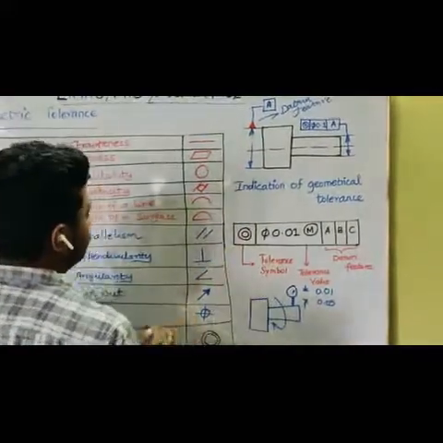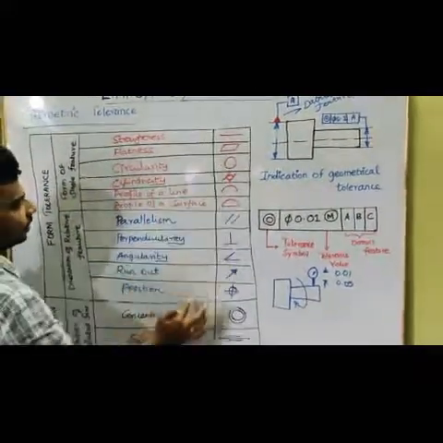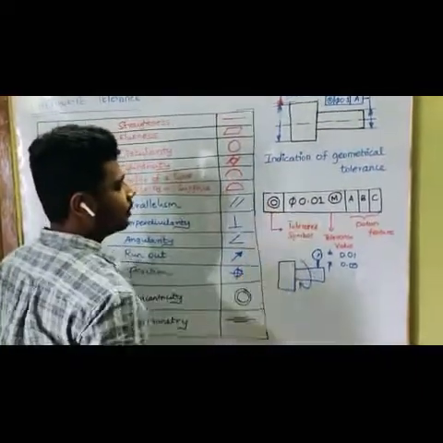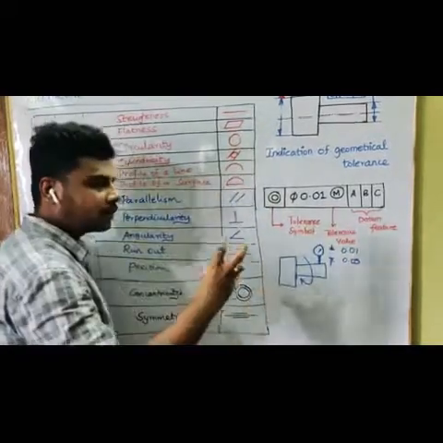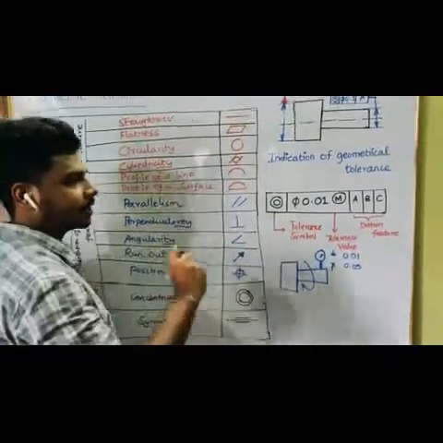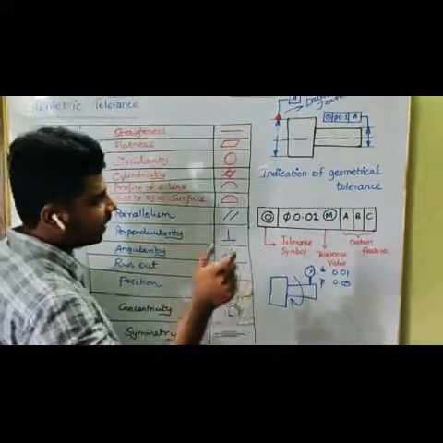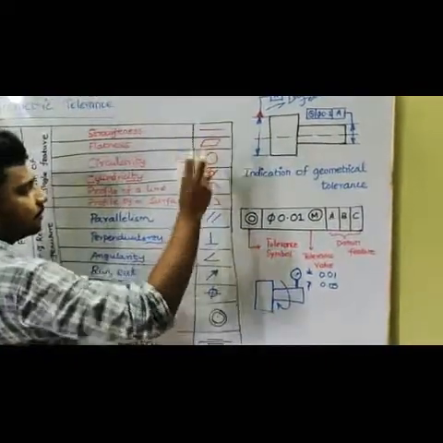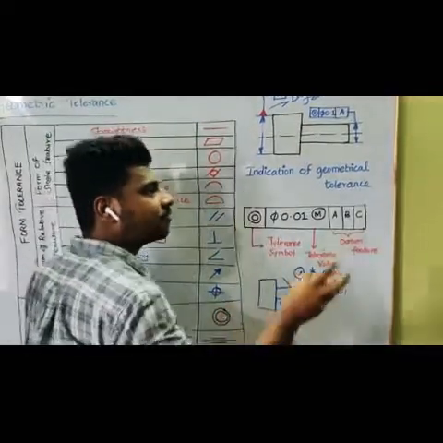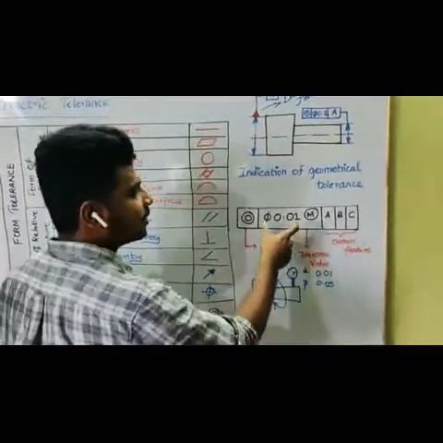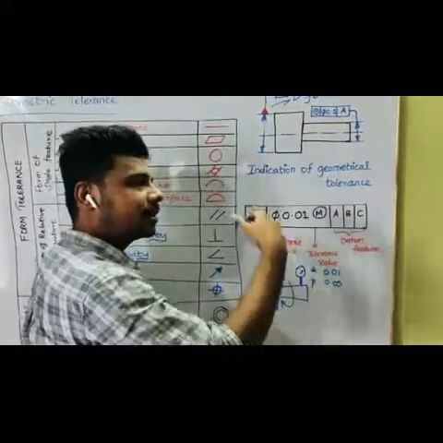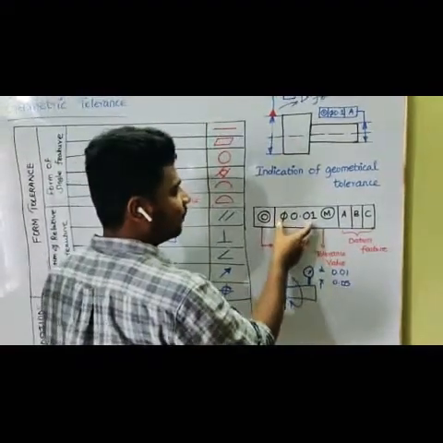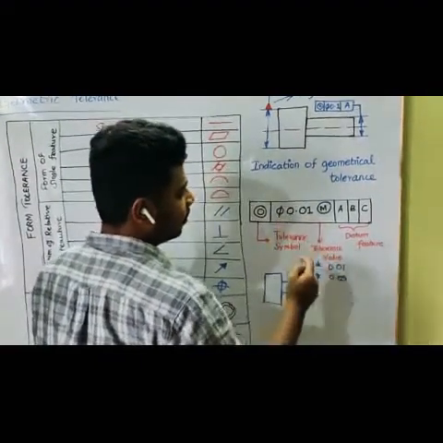The tolerance symbol shows which type I am going to talk about, and it is the symbol I have used in the frame. Then the value: what value I have measured. For example, if you are measuring straightness, you mention that value here. If you are measuring circularity, you give the tolerance value here. This is the reference value. Within the value it is acceptable; outside the value it is not acceptable. That reference value should be mentioned here. That is your tolerance value.